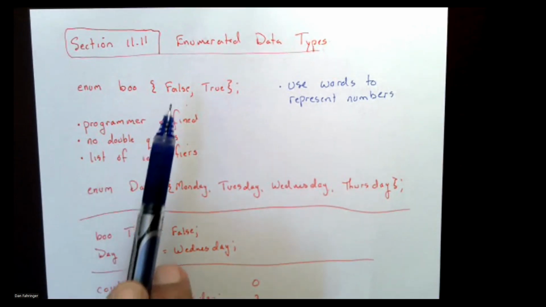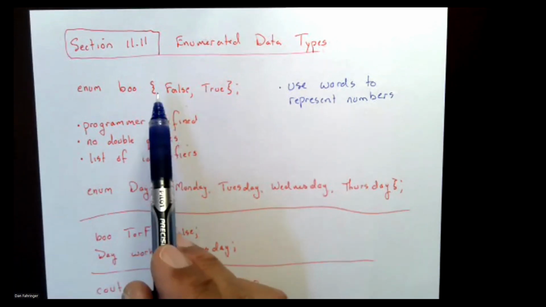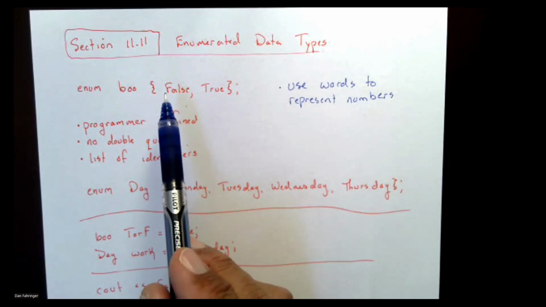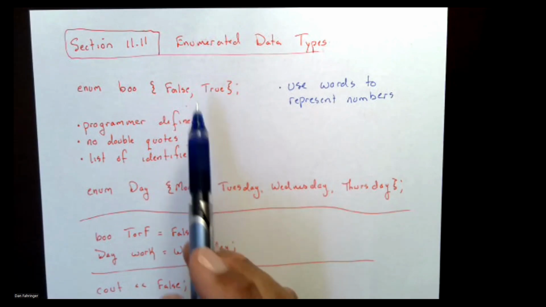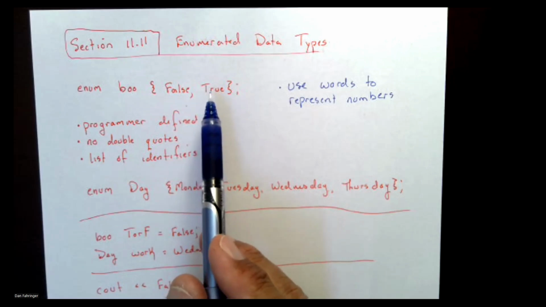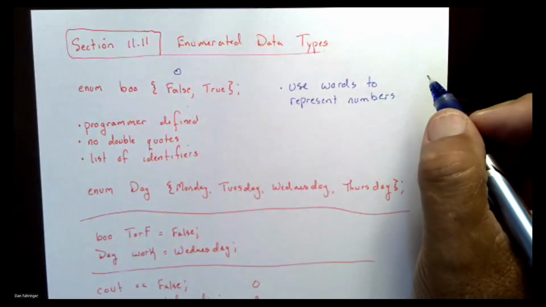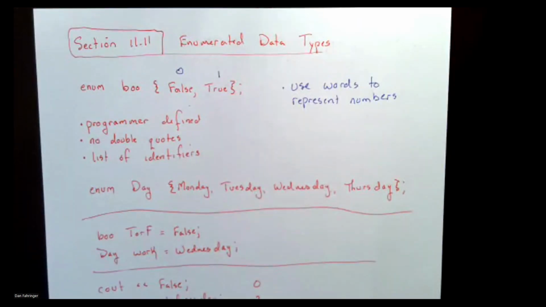You notice that the entries inside of this, and I like to call it set notation, the items in the set notation are strings without the double quotes. They're just straight up the word false, straight up the word true. This is my list of identifiers. I have two identifiers. Some things are going on. This false represents the number 0. This true represents the number 1. 0 and 1.